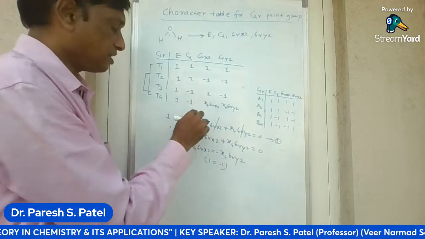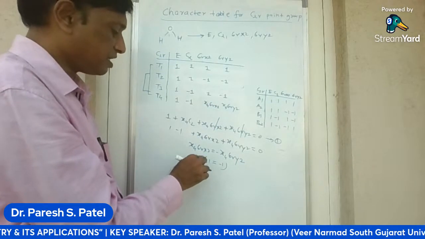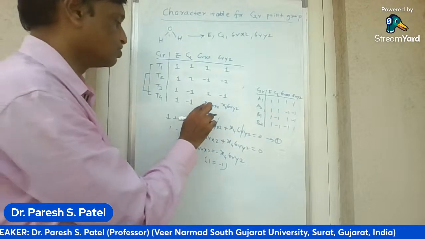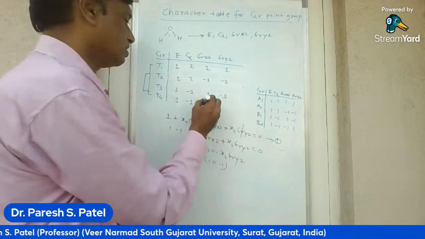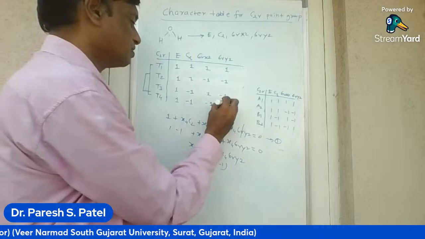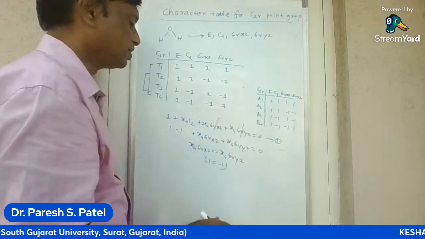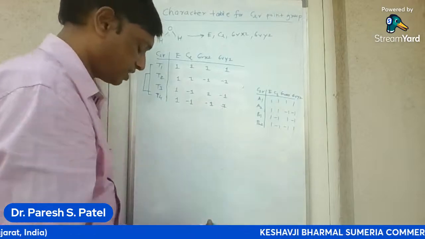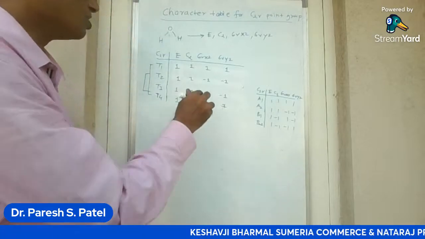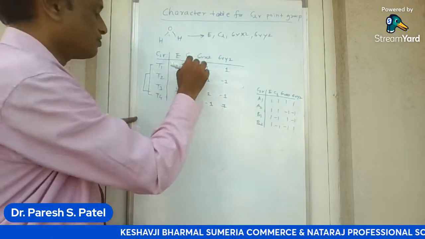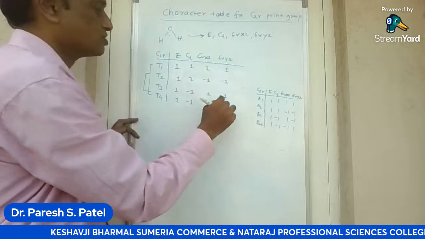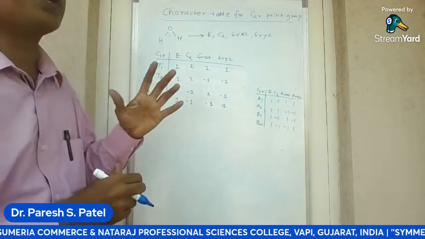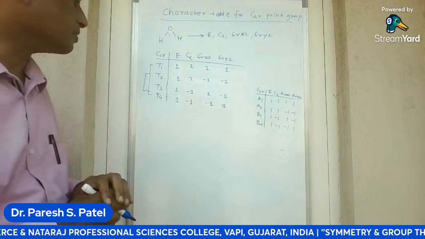In the previous one, we have taken character 3 sigma v xz is equal to plus 1. So if we take minus 1, then it should be plus 1. But it should satisfy characteristic number 3: the sum of the squares of the characters is equal to the order of the group. So 1 into 1 square, 1 into minus 1 square, 1 into minus 1 square, 1 into 1 square is equal to 4. So these are the different characters for the 4 irreducible representations.